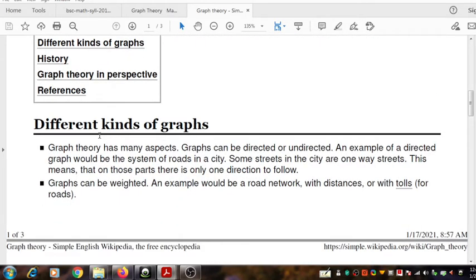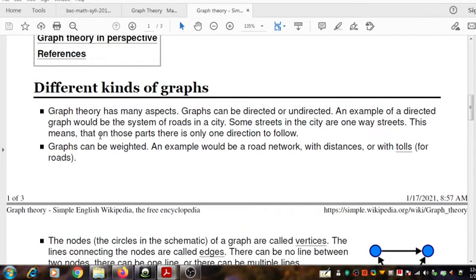See, there are different types of graphs. First of all, there is a classification of graphs into directed and undirected graphs. In a directed graph, the edges or lines are directed in either one direction or two directions. In an undirected graph, there is no direction associated with any of its edges.